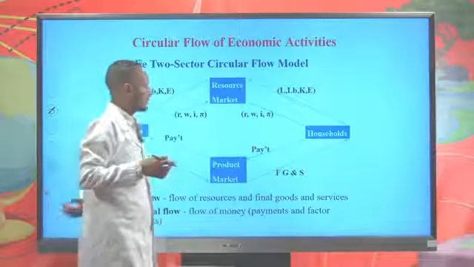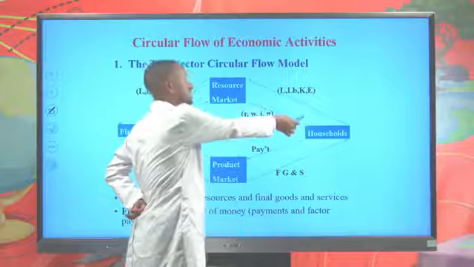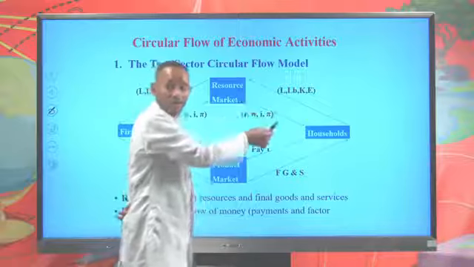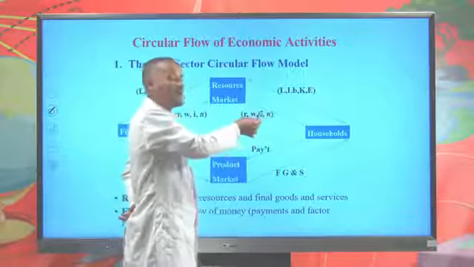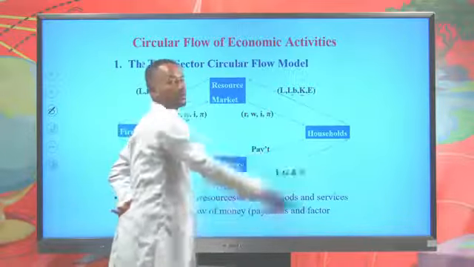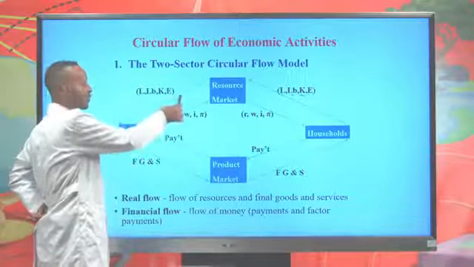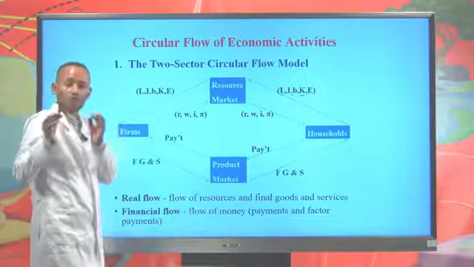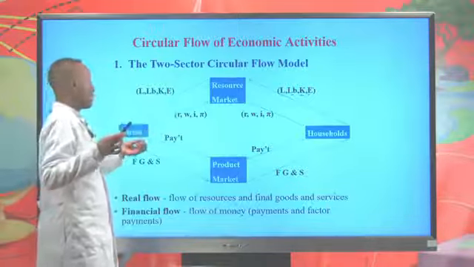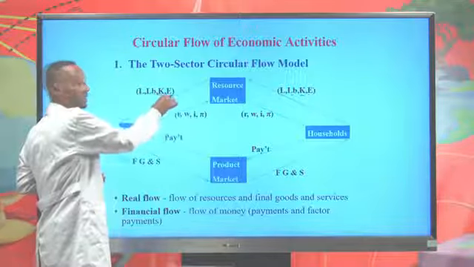Now, let's see the flows. Households are owners of economic resources. Hence, households are suppliers of economic resources in the resource market. Households are the owners of economic resources, and they supply their resources in the resource market: their land, labor, capital, and entrepreneurship. In the two-sector circular flow model, firms are demanders of economic resources. In order to produce the outputs, final goods and services, firms need these economic resources. So, firms are demanders of economic resources: land, labor, capital, and entrepreneurship.